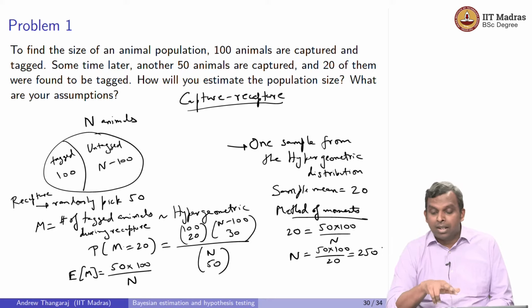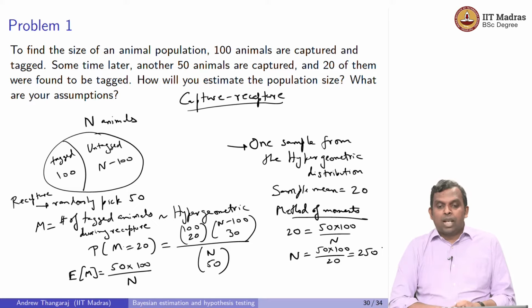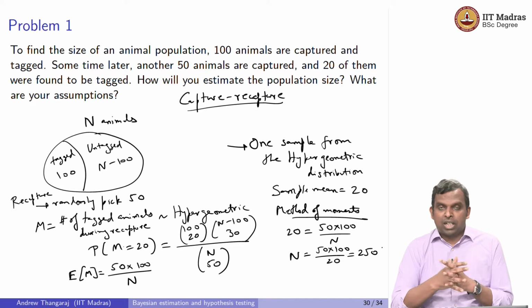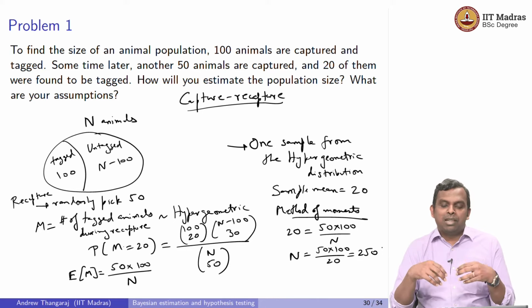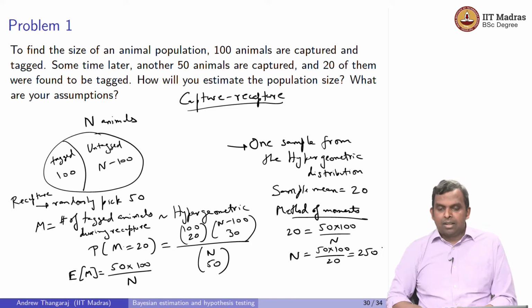It looks a little complicated. You can do method of moments, which is quite popular. 20 equals 50 into 100 divided by n, and then you manipulate it and get your 250. So this is a simple example of how estimation is used in a very interesting way in this ecological problem, with the capture-recapture method of animals, the hypergeometric distribution, one sample from it, and estimating the unknown parameter n. Hopefully this was clear.